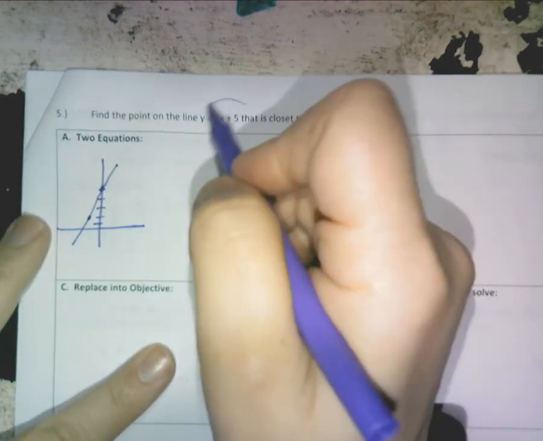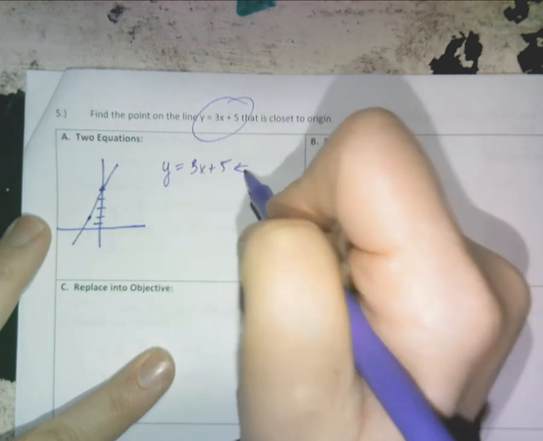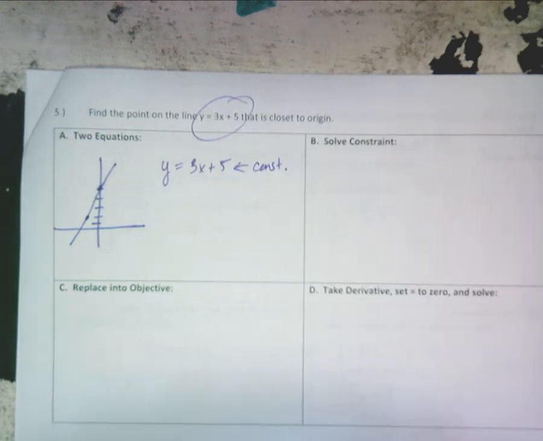Okay. This right here is your constraint: y equals 3x plus 5. It's already set equal to y. It's a beautiful thing. That's your constraint.